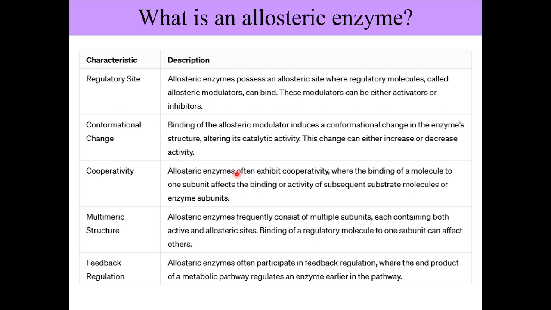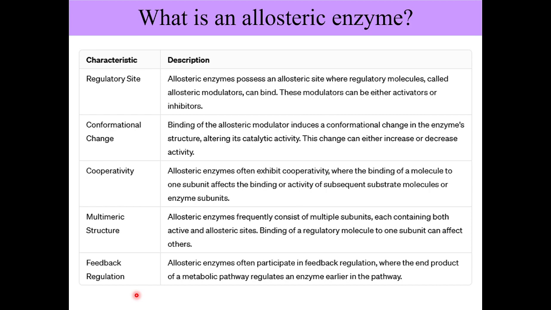Okay. The fourth characteristic of allosteric enzymes is that they are multimeric in structure. So of course, if you understand, there needs to be an active site, there needs to be an allosteric site, there needs to be so many subunits that make these allosteric enzymes huge, right? So they are made up of multiple subunits, each containing both active and allosteric sites. So binding of a regulatory molecule to one subunit can affect others through cooperativity.